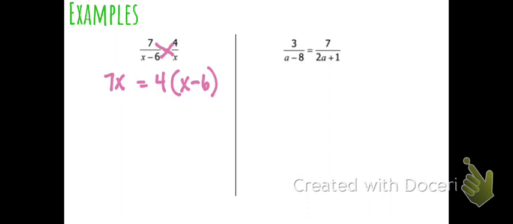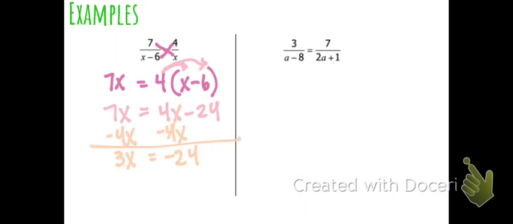So first, let's distribute that 4, and then collect all the variables on one side. So I'm going to move the 4x to the left side, and then divide both sides by 3. And one more like this.